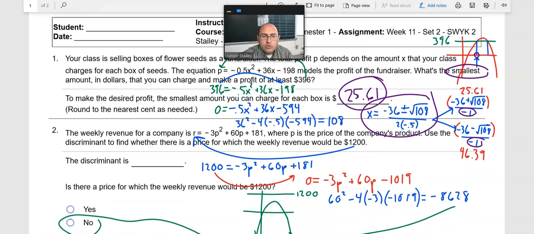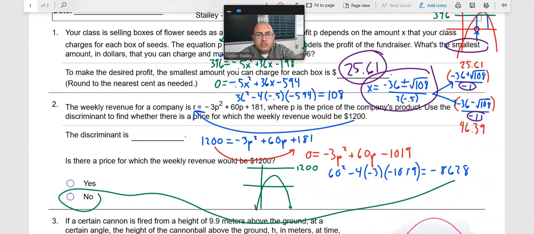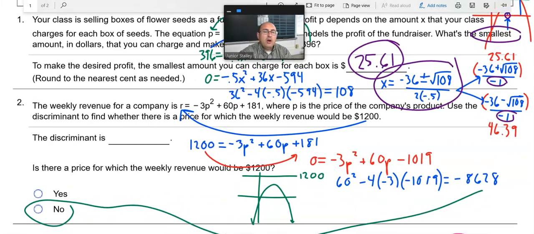Next. Question 2, another situation with profit. A weekly revenue for a company is revenue equals, and then they give me this equation. Once again, we have that upside down, negative a value, negative 3p squared plus 60p plus 181. P is price, R is revenue. Use the discriminant to find whether there is a price for which the weekly revenue would be $1,200.